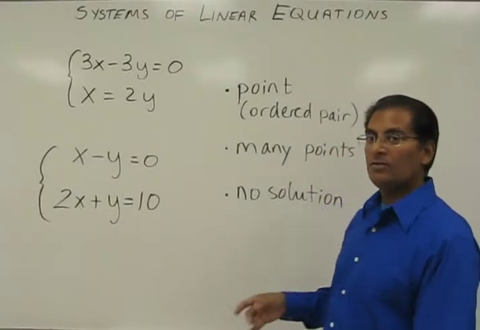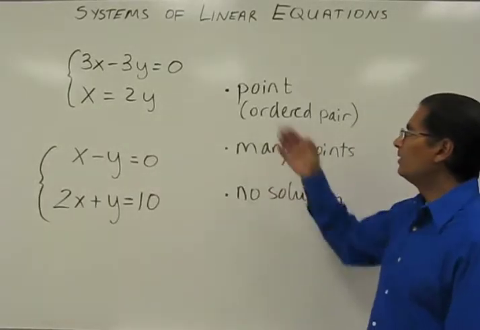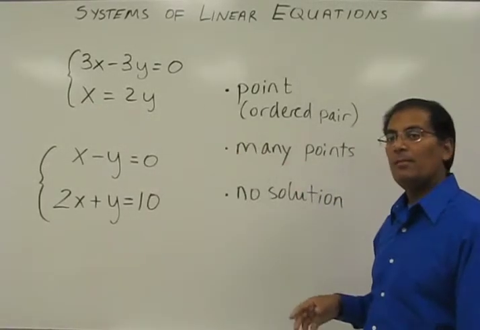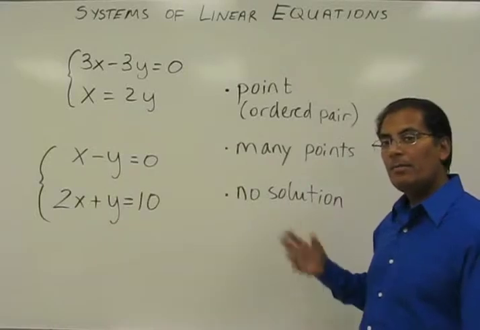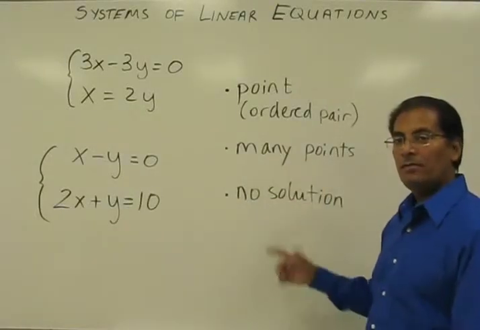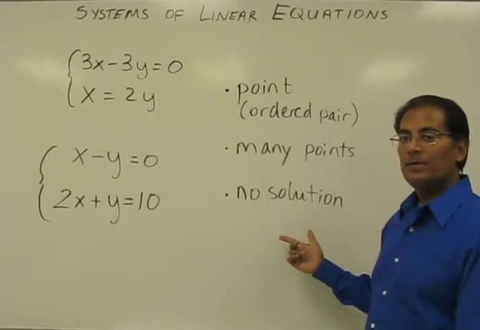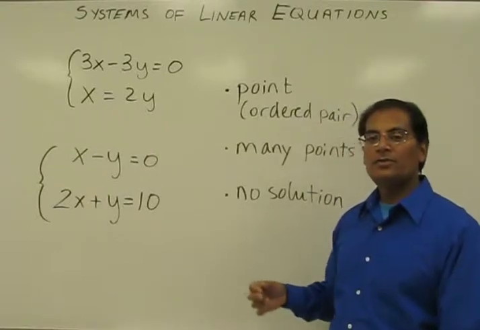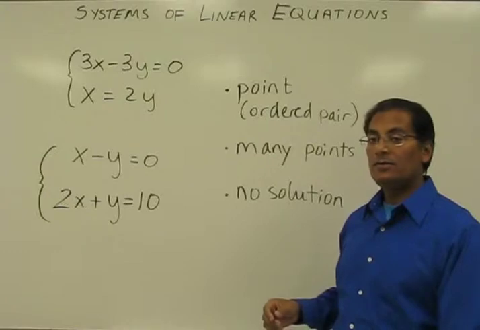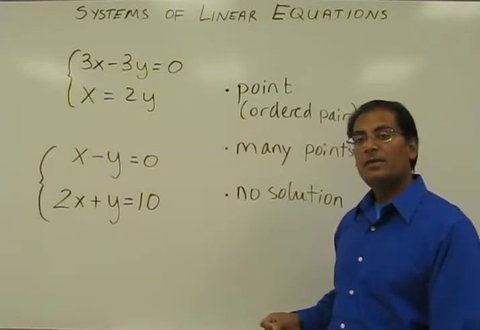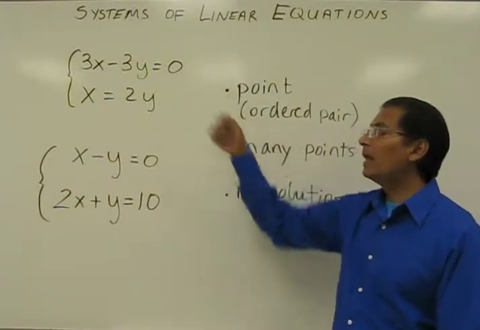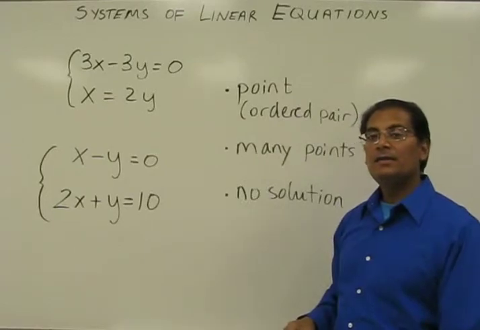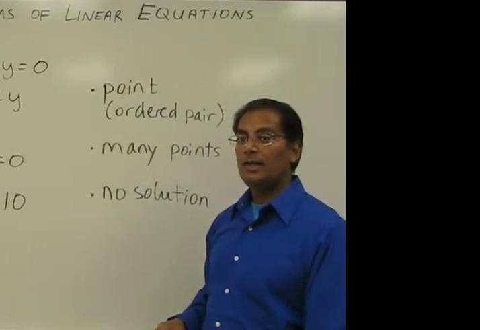There's several types of solutions we can look for. The solution to a system may be a point or an ordered pair. It may be many points, or there may not be a solution. And so we're going to take different methods or different approaches to solving systems of linear equations. And the first method is just by graphing lines and finding the intersection. Let's look at that now.